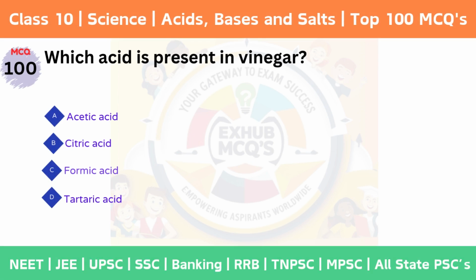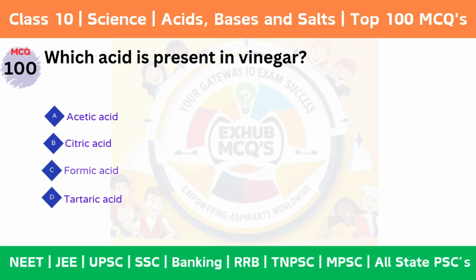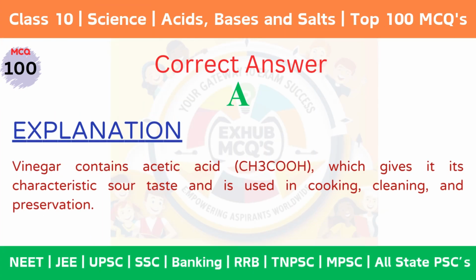MCQ 100. Which acid is present in vinegar? Option A, acetic acid. Option B, citric acid. Option C, formic acid. Option D, tartaric acid. The correct answer is option A, acetic acid.